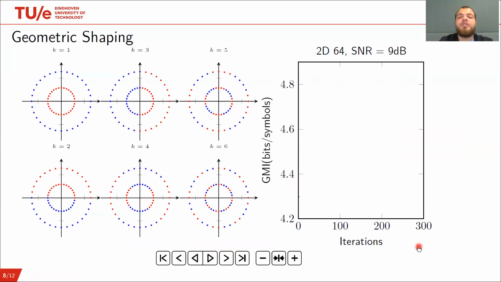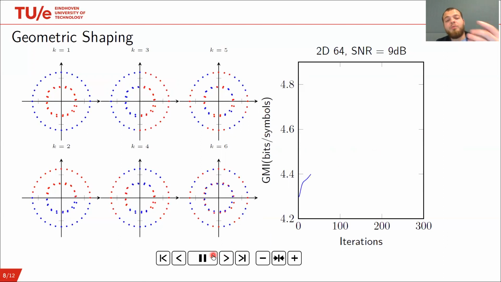Here we have an animation showing how our method goes to work. On the left side of the figure, you've got a constellation plotted 6 different times, 1 time for each bit position. If a constellation point is blue, it means that it has a value of 0 at that particular bit position. If a constellation point is red, it means that it has a 1 at that bit position. On the right side of the animation, we've plotted the GMI compared to the amount of optimization iterations.